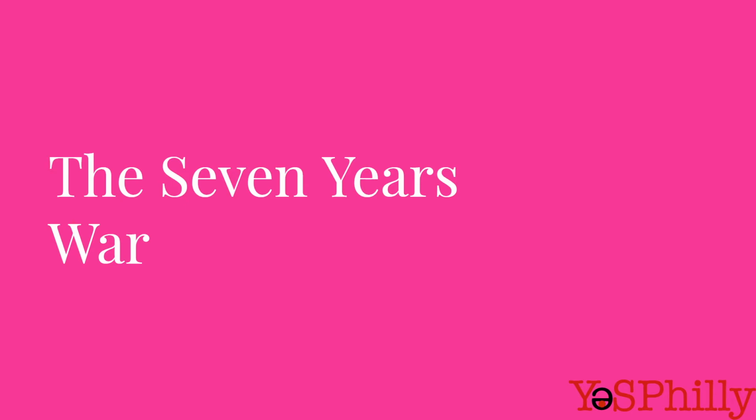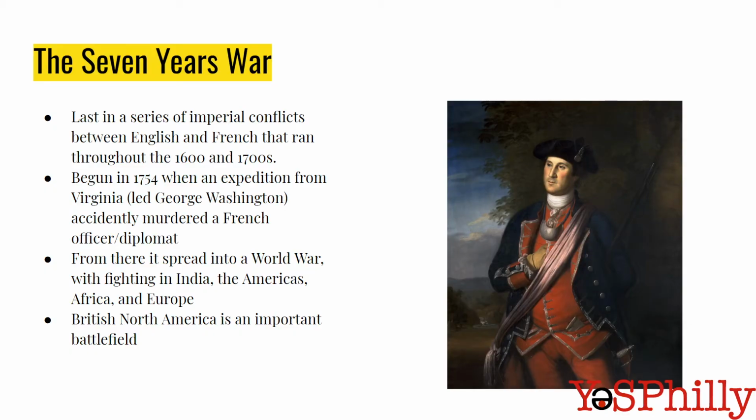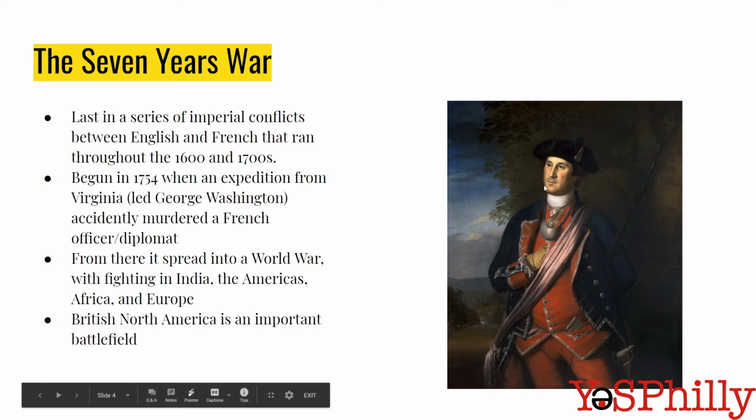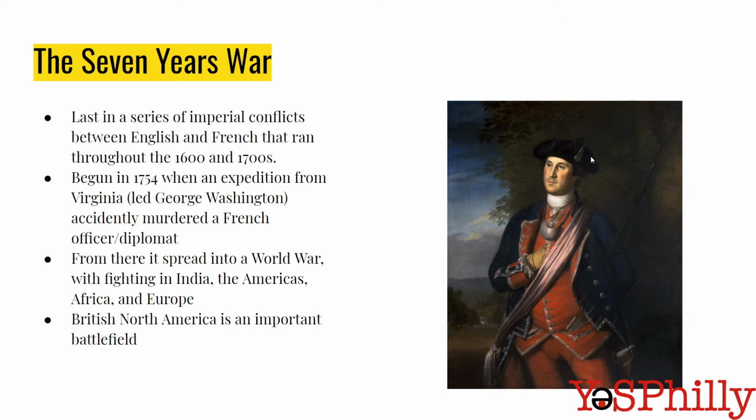All right, so the first one, the 7 Years' War. What is the 7 Years' War? Also again known as the French and Indian War. The 7 Years' War is the last in a series of imperial conflicts between the English and the French that ran throughout the 1600s and 1700s. It began in 1754 when an expedition from Virginia led by George Washington, that guy right over here, accidentally murdered a French officer / diplomat. Yes, George Washington, who we'll be learning more about later, is responsible for the 7 Years' War. His diplomatic screw-up blew up into a gigantic war that spread throughout the world.